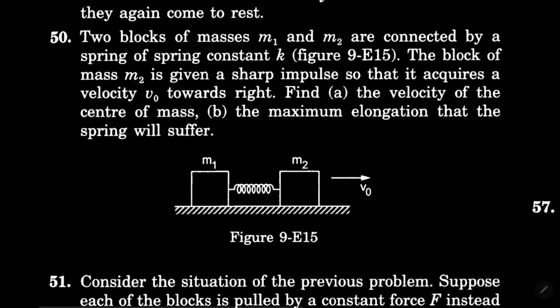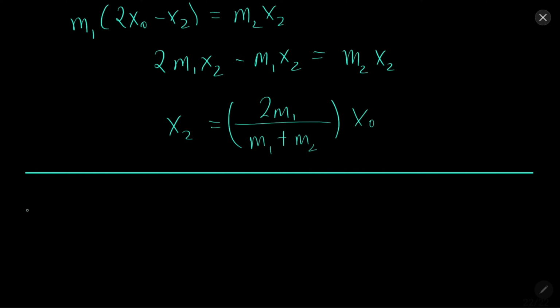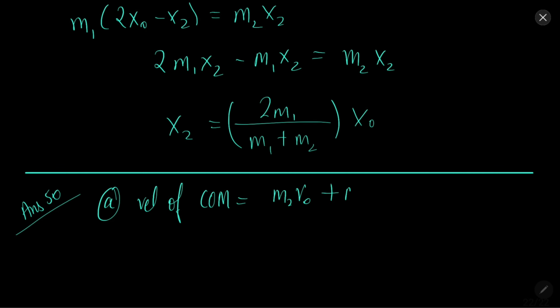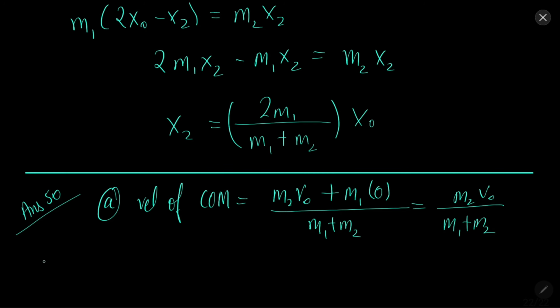Then question 50, we have two blocks of mass m1 and m2. We need to find the velocity of the center of mass and the maximum elongation that the spring will suffer. Solution 50. So again in this scenario, first, the velocity of the center of mass will be (m2 into v0 plus m1 into 0) over (m1 plus m2), which will give us m2 v0 over (m1 plus m2).